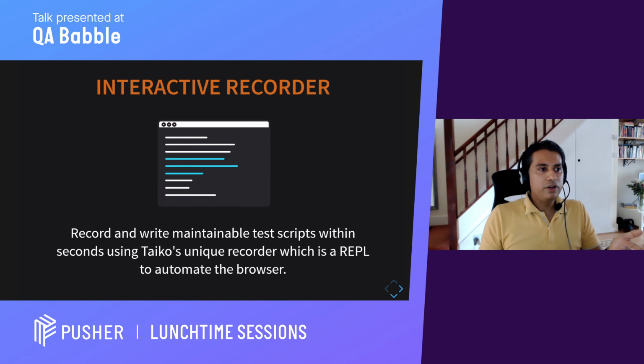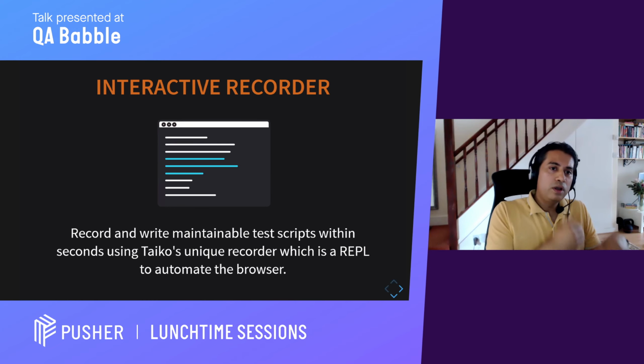Also, it's got an interactive recorder. As I showed on the Helium version, it opens a REPL mode. And what that means is you can type code and see what's happening in the browser. Now, this is quite powerful because traditionally we have to write the whole code, then run the code, and then see what's happening in the browser, then go back to the code, modify it, and then run everything again from the start. But in Taiko, because it runs in the REPL mode, you can type a command and see exactly what's happening in the browser. In the demo, I will show you how it works.